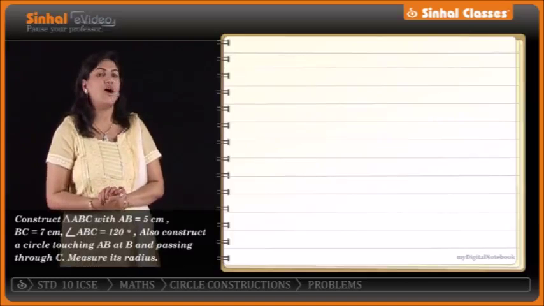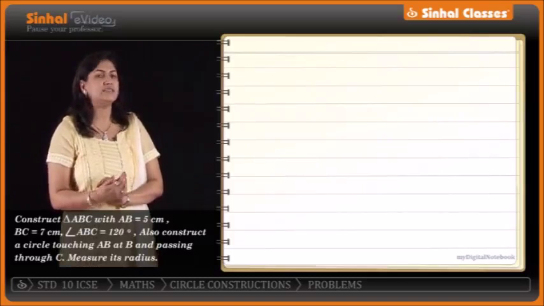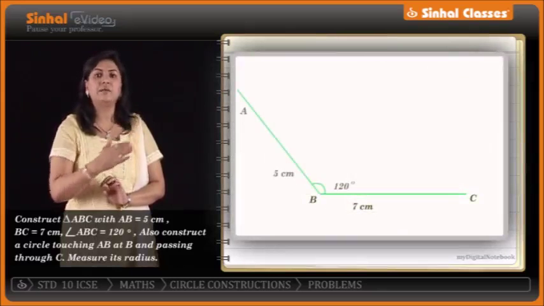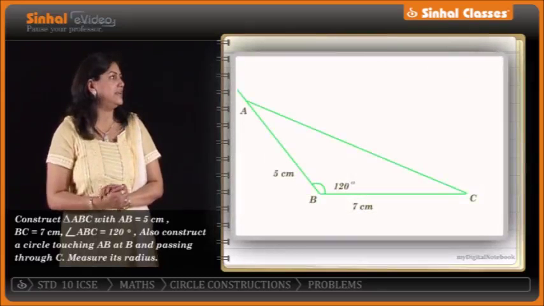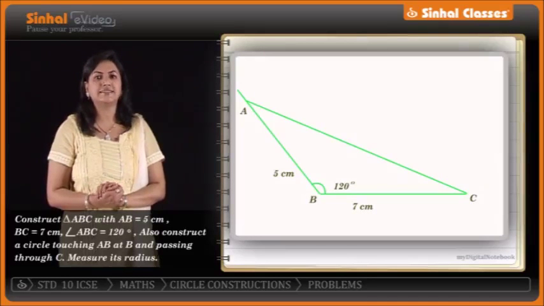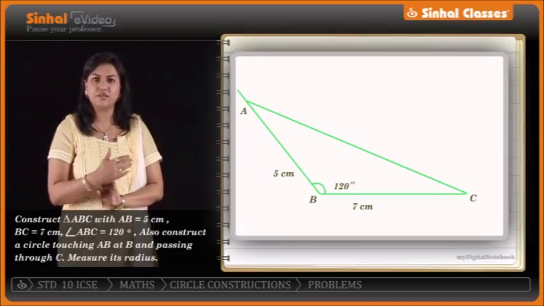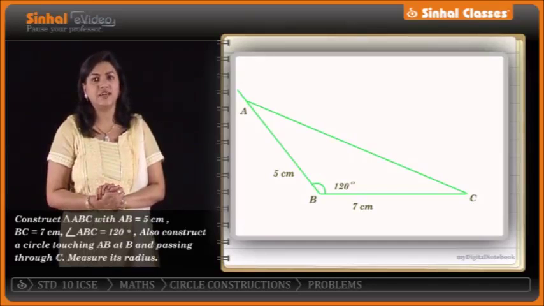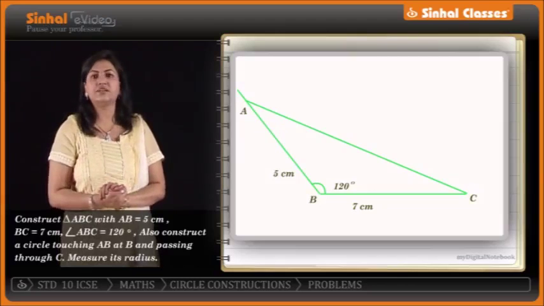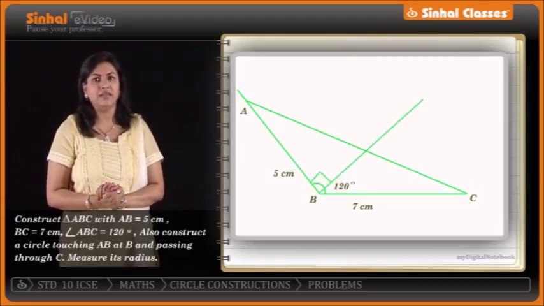So we first draw angle ABC as 120 degrees, BC as 7 cm and AB as 5 cm. Complete the triangle ABC. Now we know the property of a circle, that is a radius is always perpendicular to the tangent. Now we want to draw a circle passing through AB at point B. So we will draw perpendicular to AB at B.